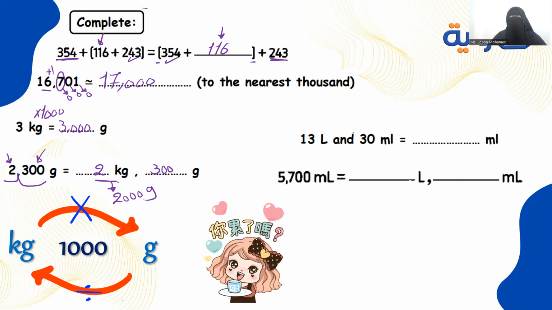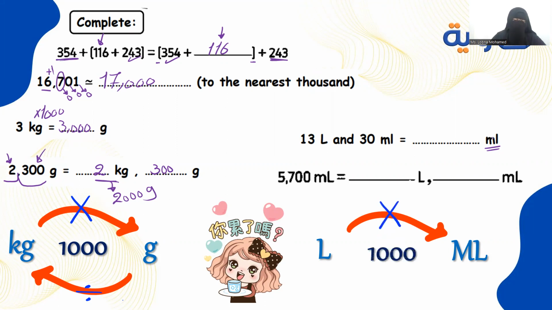13 liter and 30 milliliters equals how many milliliter? Oh, it's how to convert now from liter to milliliter. It's not kilogram and gram. So let me remind you also, if I want to change from liter to milliliter, you have to multiply. Multiply by what? By 1000 also, like from kilogram to gram. And what about the inverse? From milliliter to liter, we have to divide also by 1000.